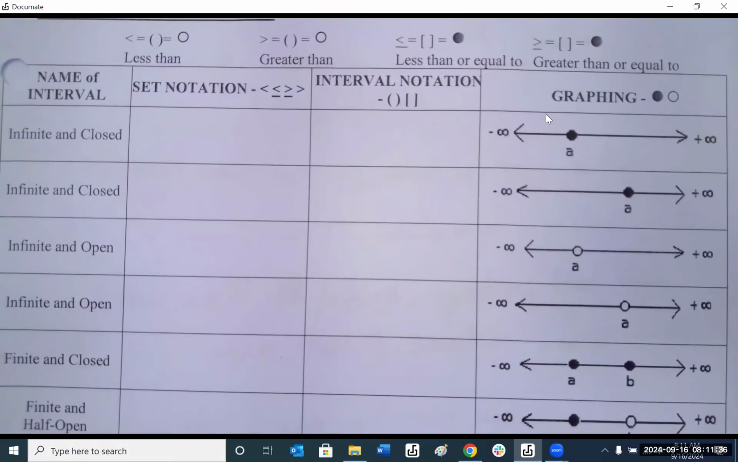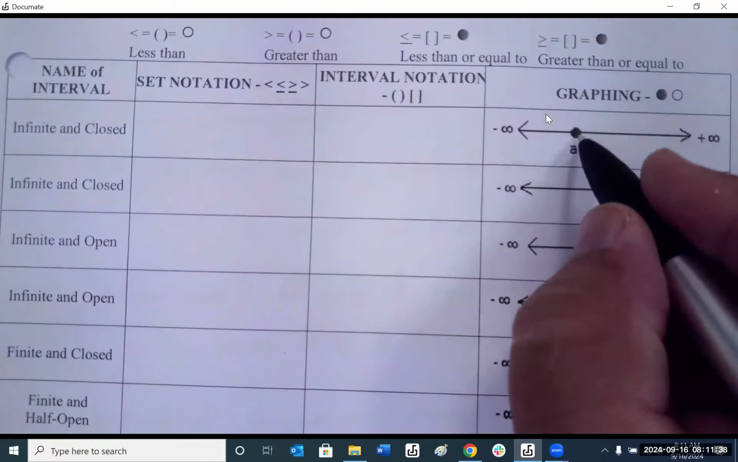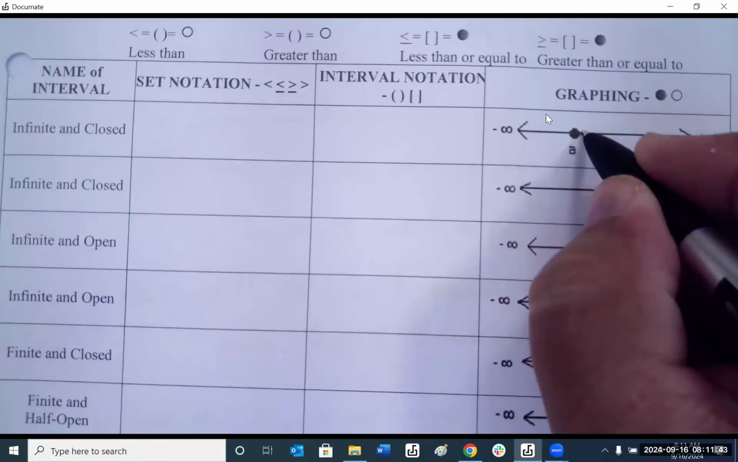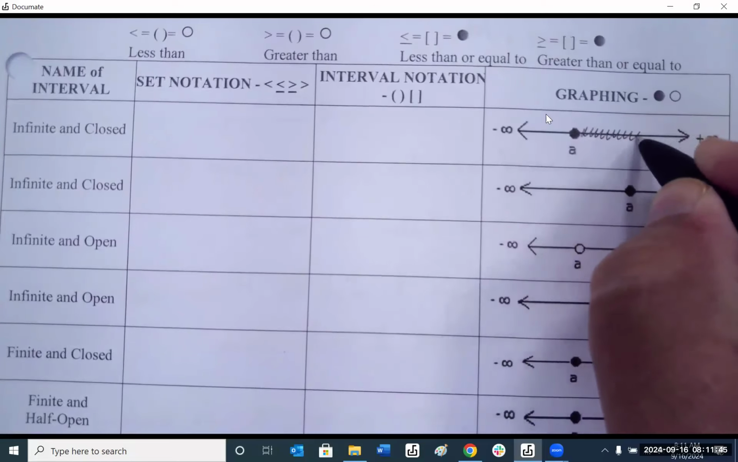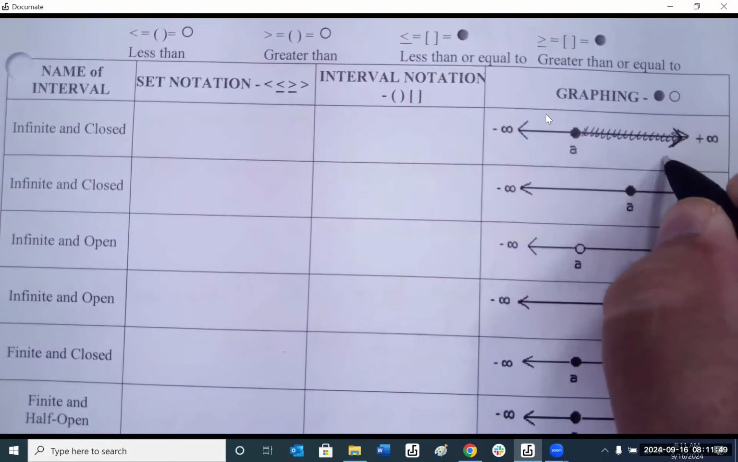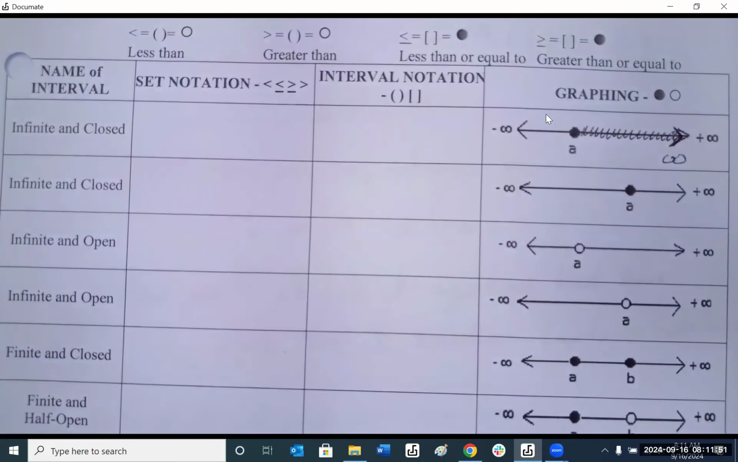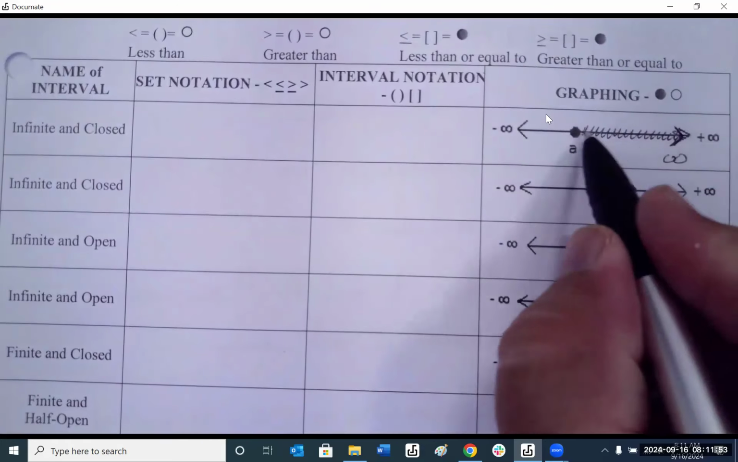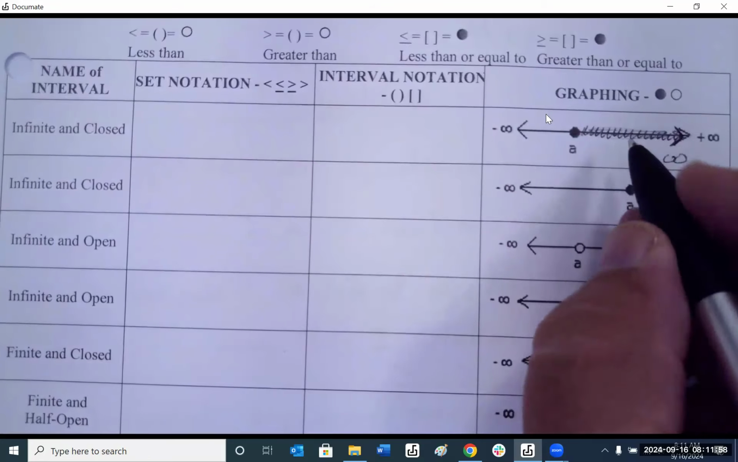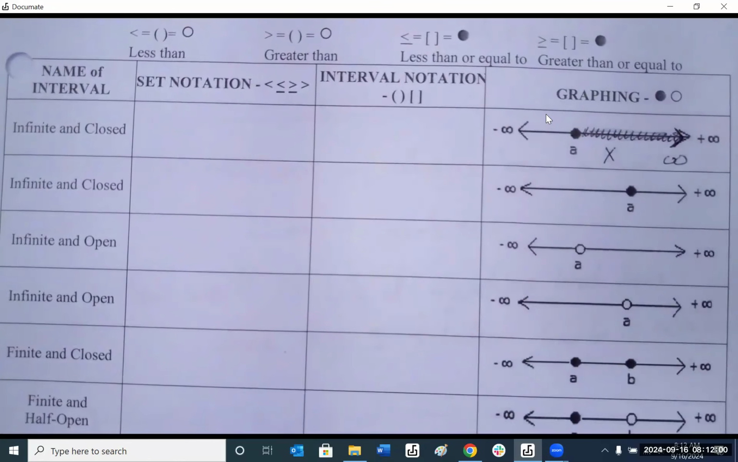So let's begin. What this one says, this is an infinite closed interval. It's closed because at this end it's solid and it goes this way. Where does it go to? It goes to infinity. So what does this represent? What is the shaded region there? That represents all of the x's I can use.